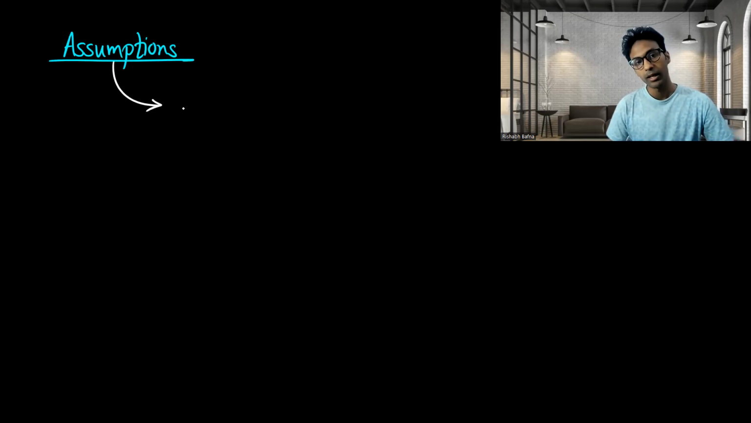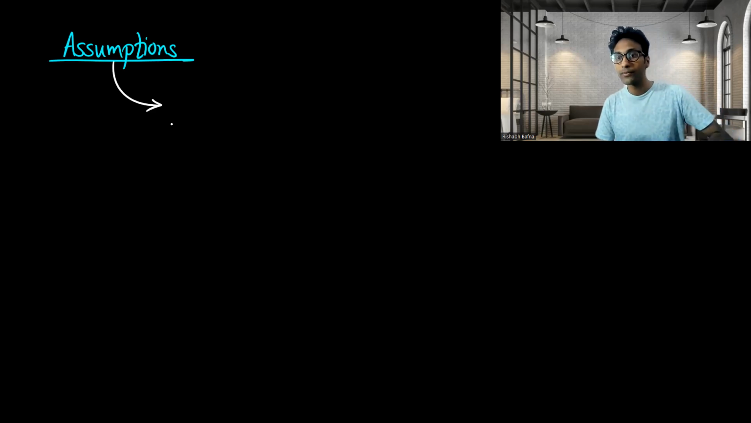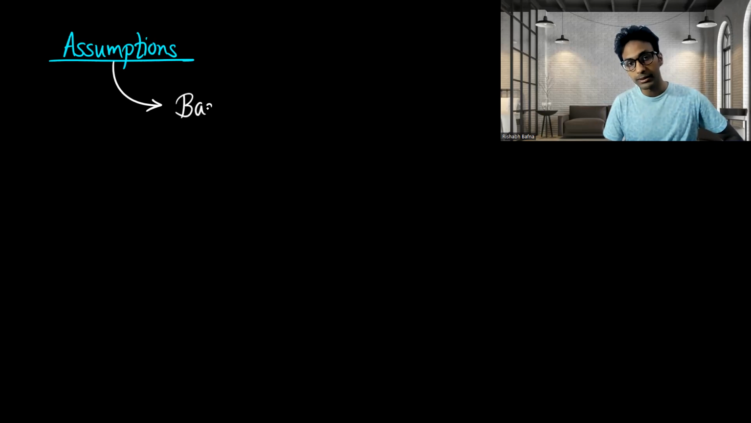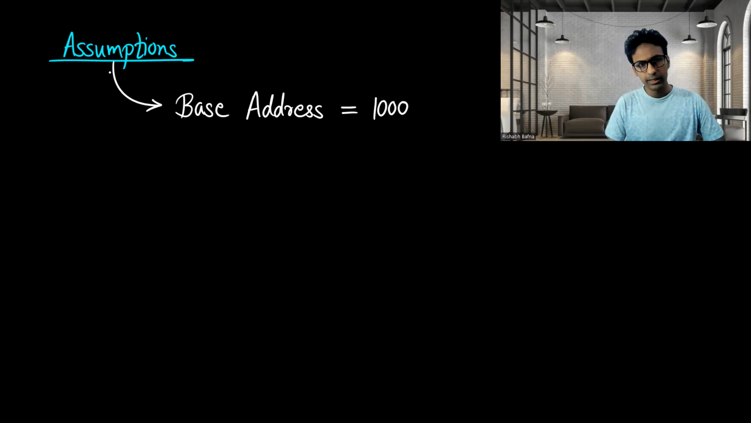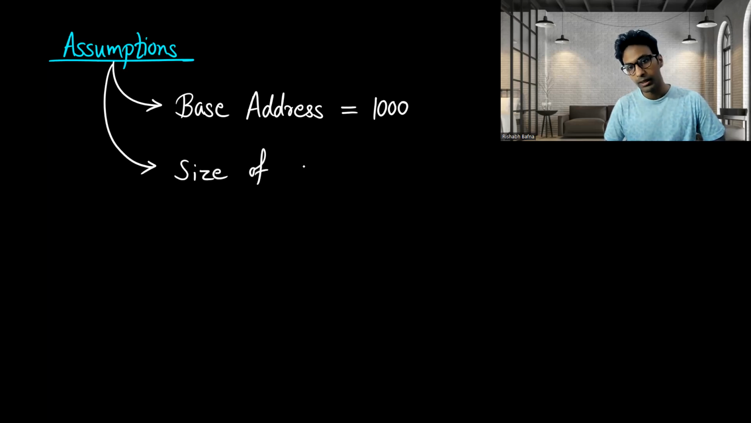So first assumption. Base address of the array. Base address equal to, let's say, maybe 1000. Okay, just for the sake of convenience, you can take 1000 or maybe 100. Right. Next assumption. What is it? You need to know the size of element, isn't it?